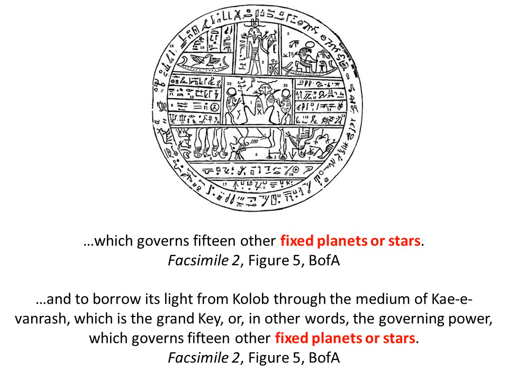But here in facsimile 2, it says, "which governs 15 other fixed planets or stars." And then also, "and to borrow its light from Kolob through the medium of Kai-Van-Rash, which is the grand key, or in other words, the governing power, which governs 15 other fixed planets or stars." So whether he stole that out of the Proclus, I don't know.